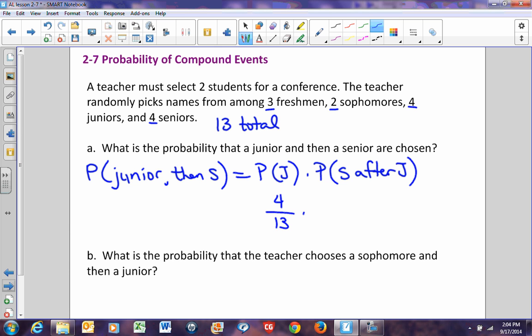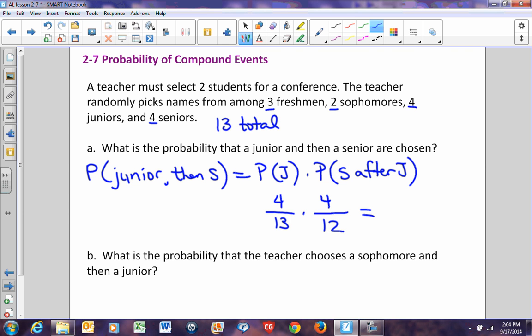Now we picked a junior, so that person is out of the equation, so now we no longer have 13 people to choose from. We only have 12 people to choose from because we already picked that junior. Now we're looking for the senior after the junior. And there are 4 seniors, so that would be 4 twelfths.